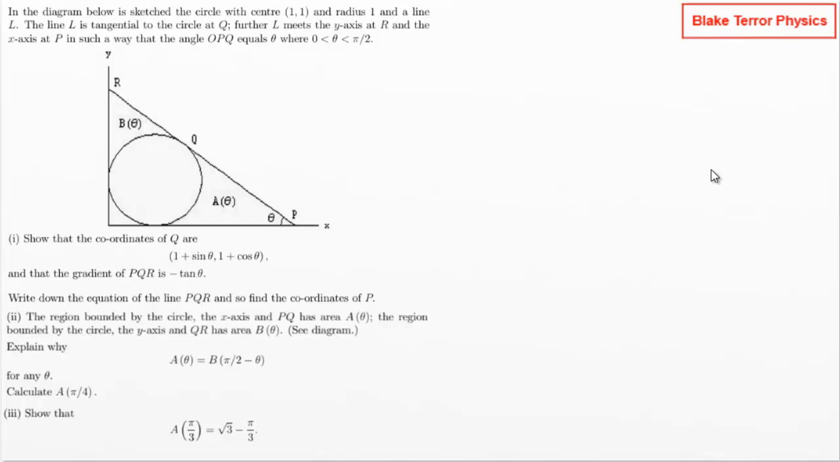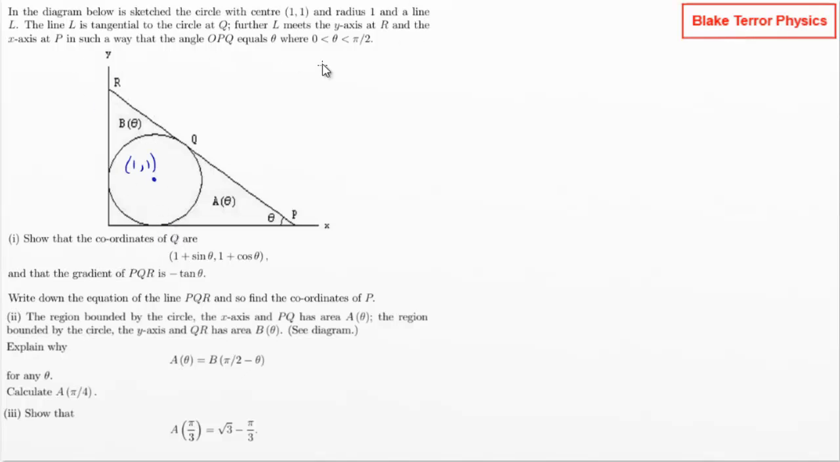Hello, this is question 4 from the 2007 Matt. Looks like we've got some geometry going on, which is good. In the diagram below, sketch the circle with center (1, 1), radius 1. That's not actually on the picture, so I'll put that on for now. There's the center. You can see from the picture what the radius is going to be once we've got the center there.